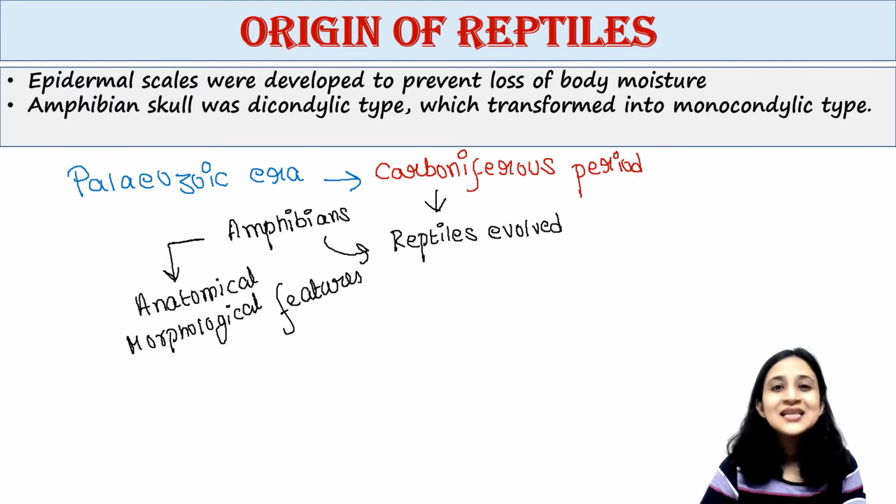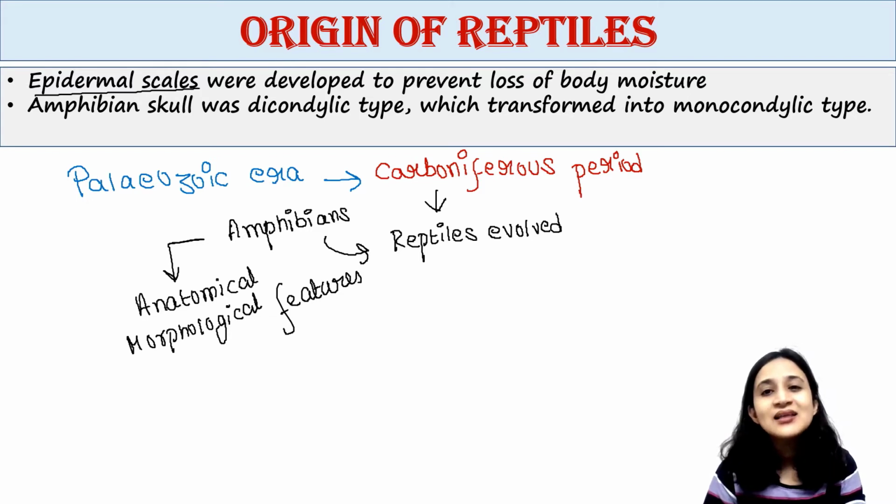First, they developed epidermal scales. When these animals used to stay in water, they did not have any chance of losing moisture from their body, because they were in water bodies only. But when they transformed into reptiles, they had to do something to prevent water loss from their body. In order to prevent that, they developed thick, hard scales. So that is the first change.